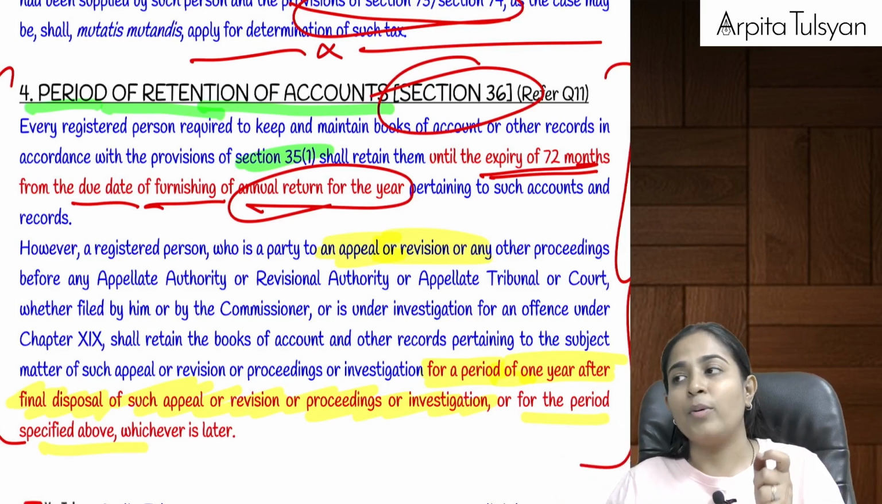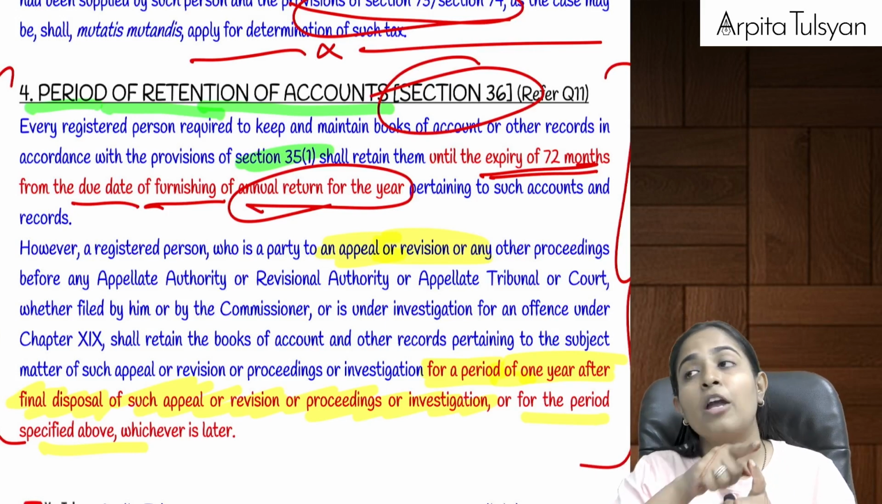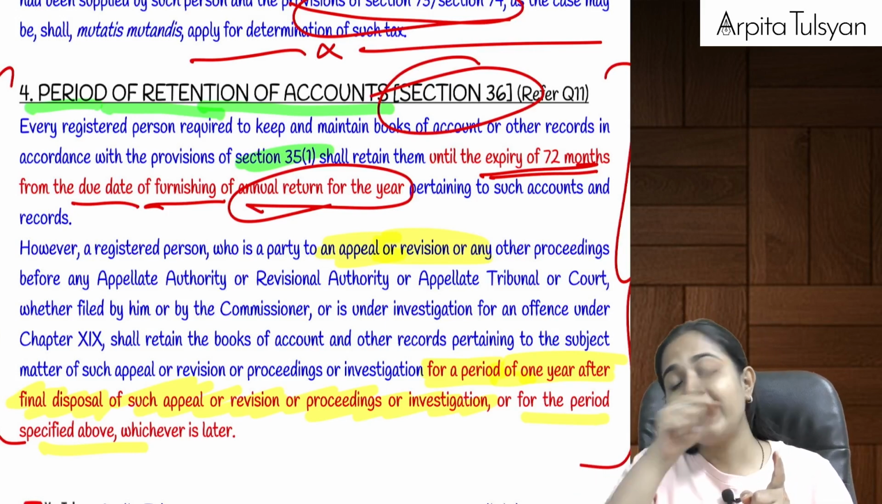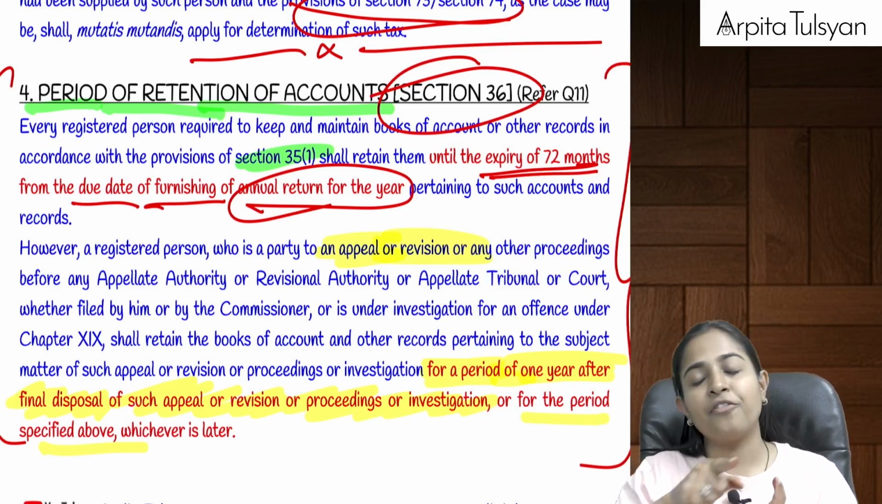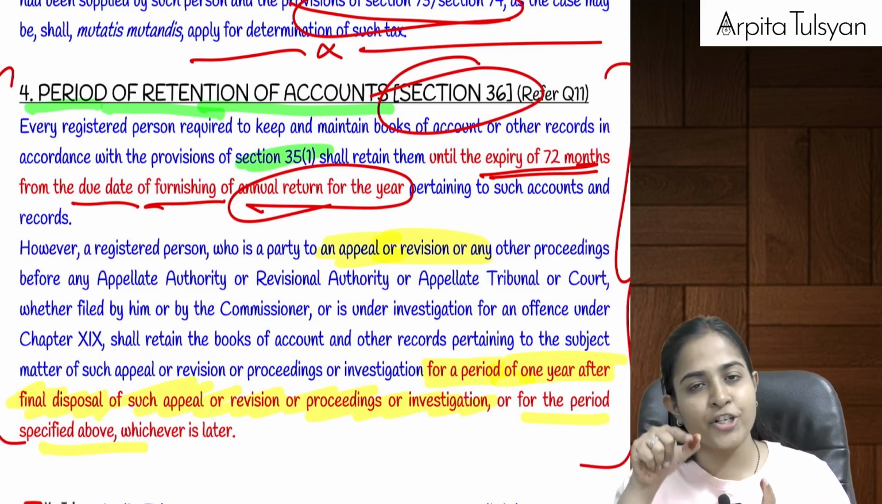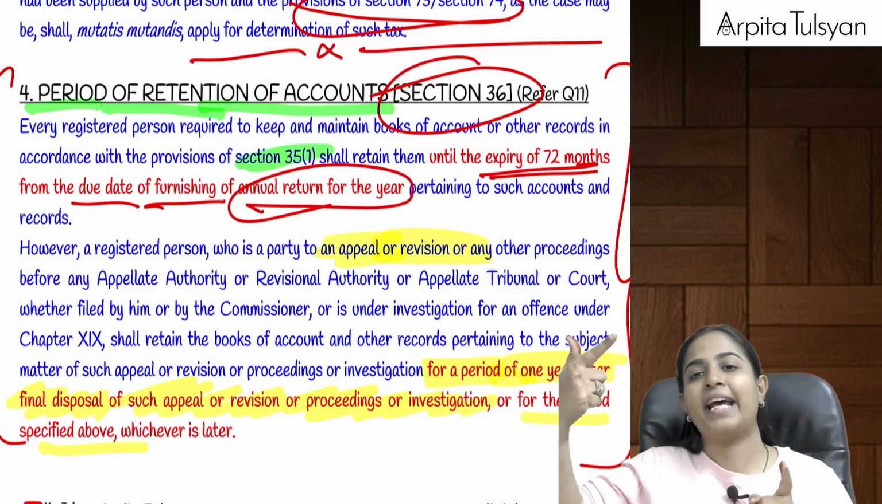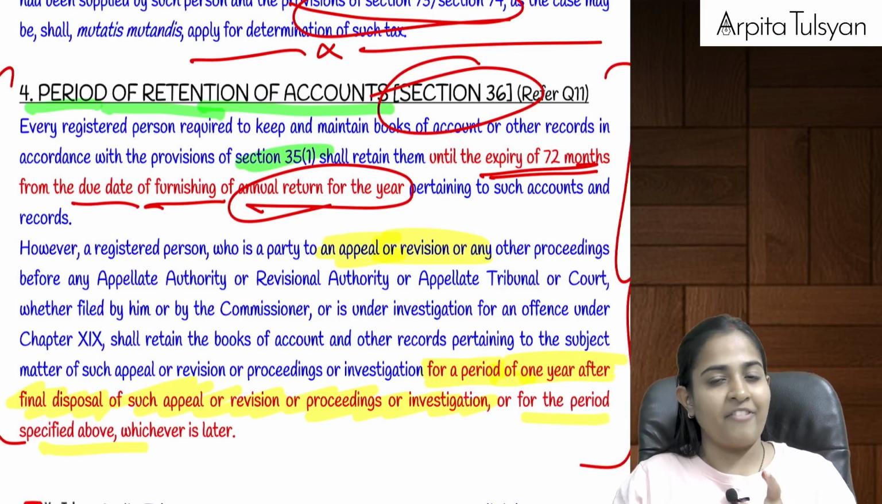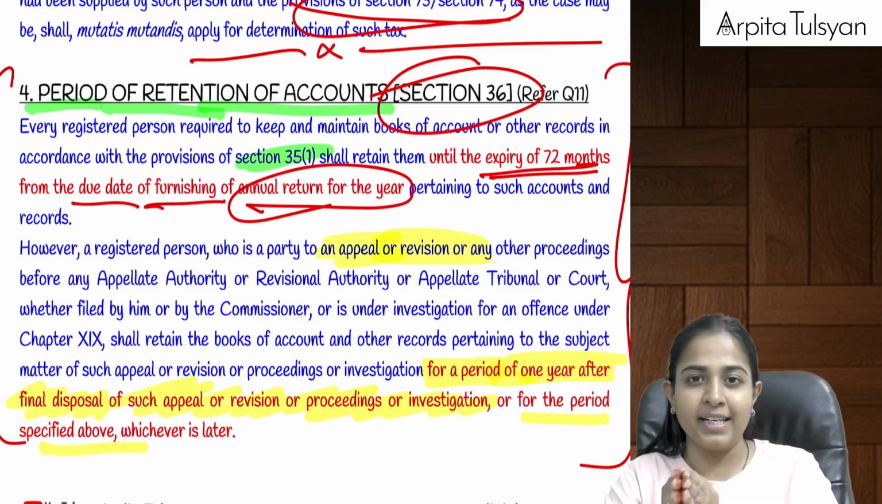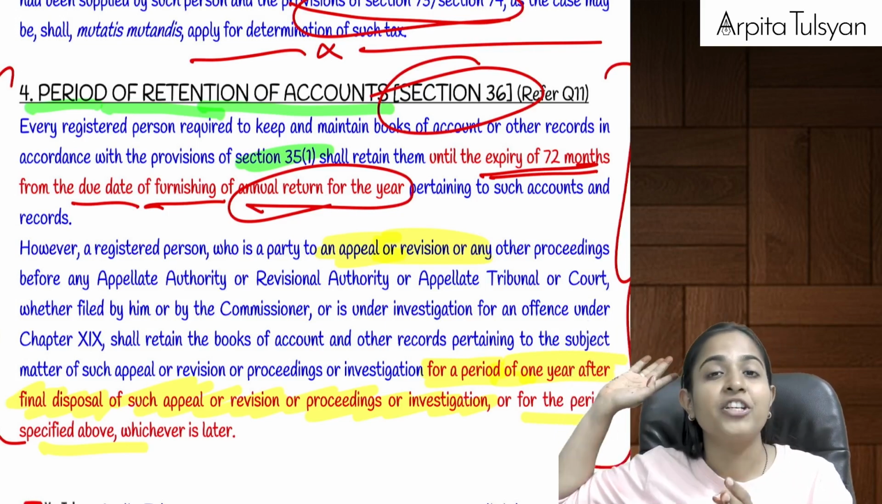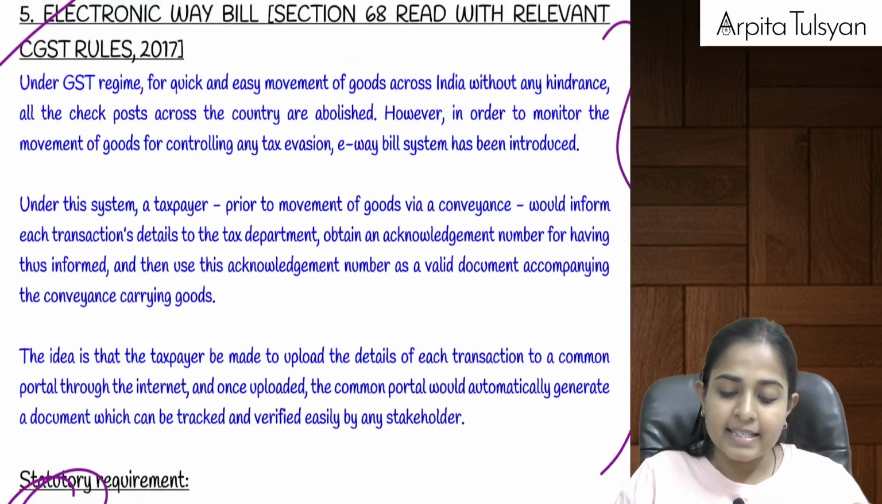That is, it has to be maintained for a period of 1 year from the date of final disposal of such appeal, revision or court proceeding, or the original time period. Okay, 1 year from whenever you have got the decision, or the original time period, whichever is later. This is the time period.